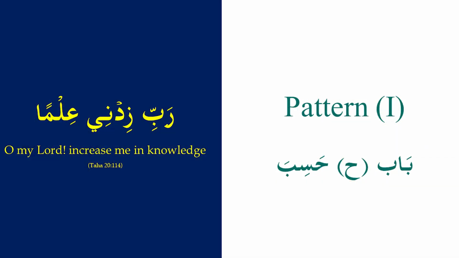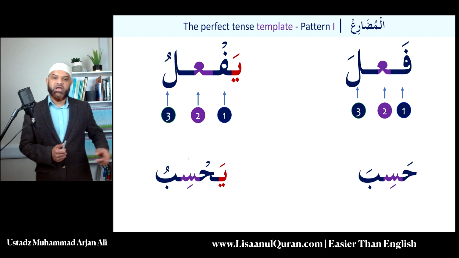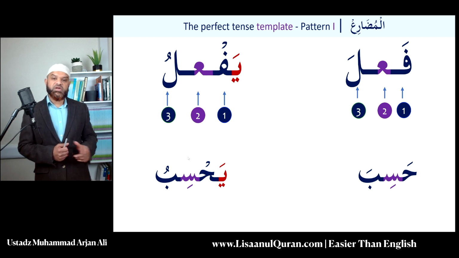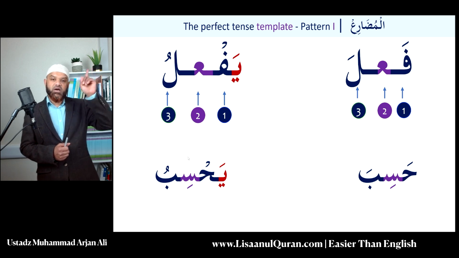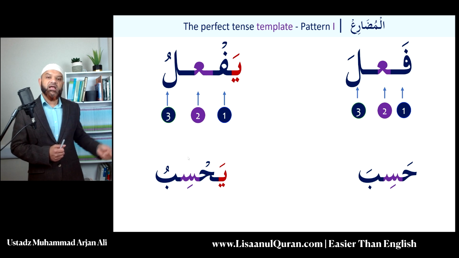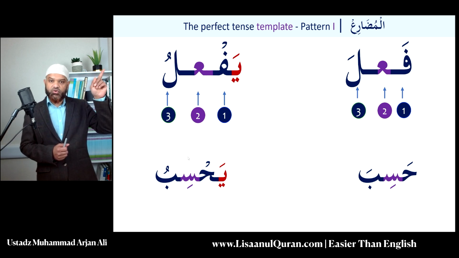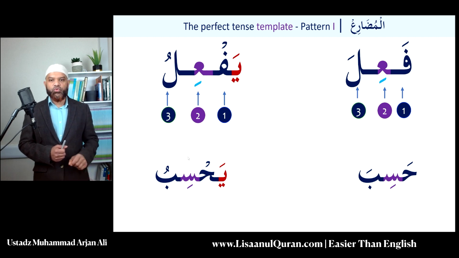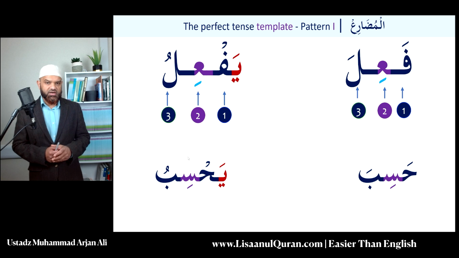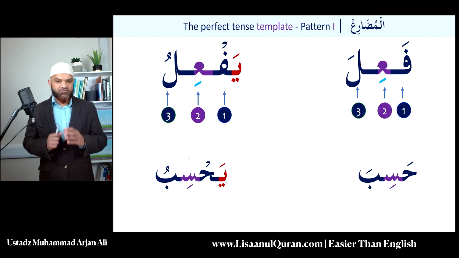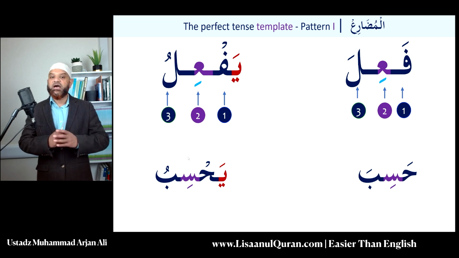Baab hasiba. We have another option when we have Madi with the kasra in the middle root letter. Before we looked at sami'a yasma'u. What happens with this pattern, which I've written already for you, is hasiba yahsibu, not yahsabu, hasiba yahsibu. And so we have kasra in both the Madi and the Mudare. Please note, this pattern of hasiba yahsibu is very rare. Very rare in the entire Arabic language.